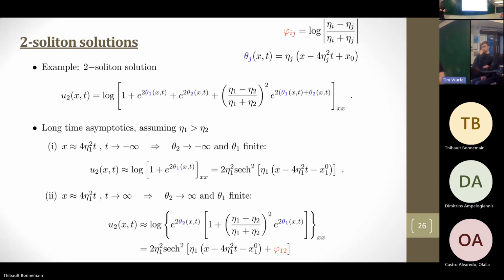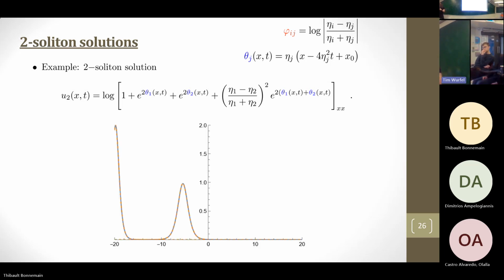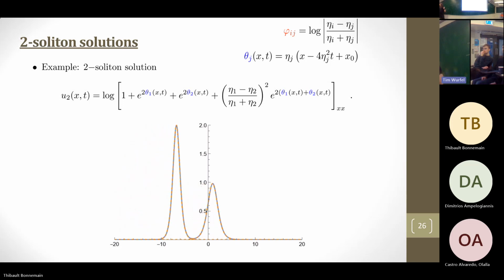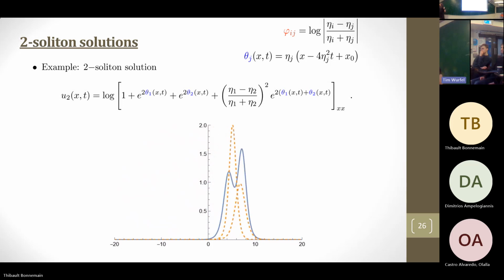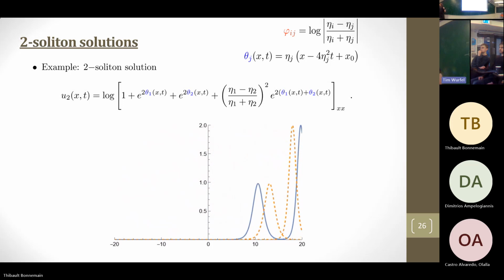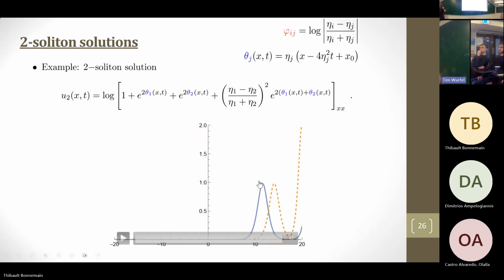Okay, so to illustrate that again, I'll show you the same solution, but I've superposed on it two one-soliton solutions. You see that they agree very well at first, then they interact, and after the interaction they stop agreeing. The difference in position here is just the scattering shift.